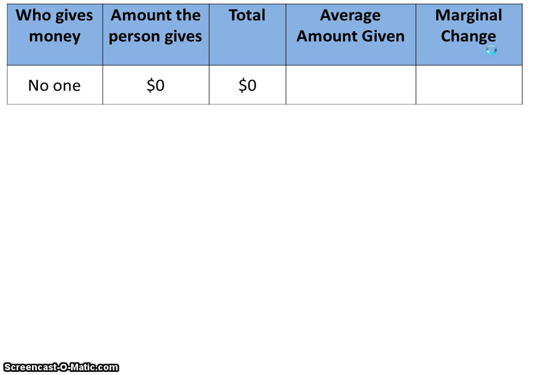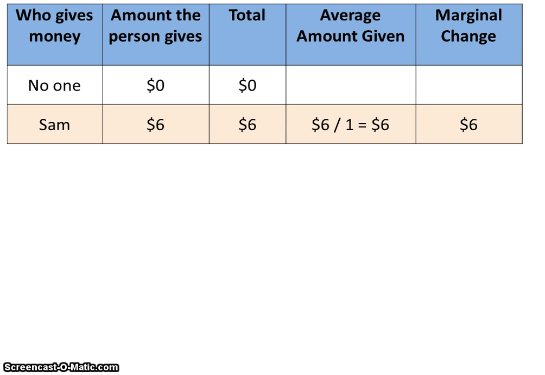So again, we start with no money and nobody giving. We can't calculate a marginal change because we only have one observation of total. We also cannot calculate an average because we have 0 numbers in the set. Nobody has given. We have 0 numbers in the set. We can't divide by 0, so we can't calculate an average and we can't calculate marginal.